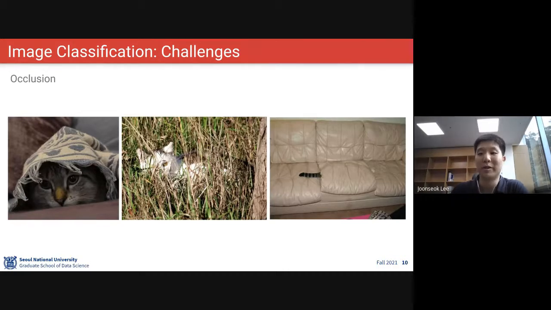So occlusion is a long-standing challenge of computer vision and image recognition, and it's still under active research. So this is actually an interesting topic to conduct further research, because this is indeed challenging.